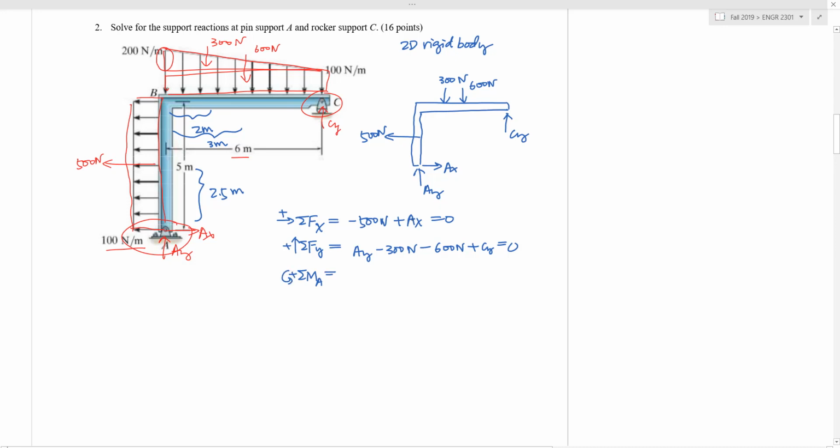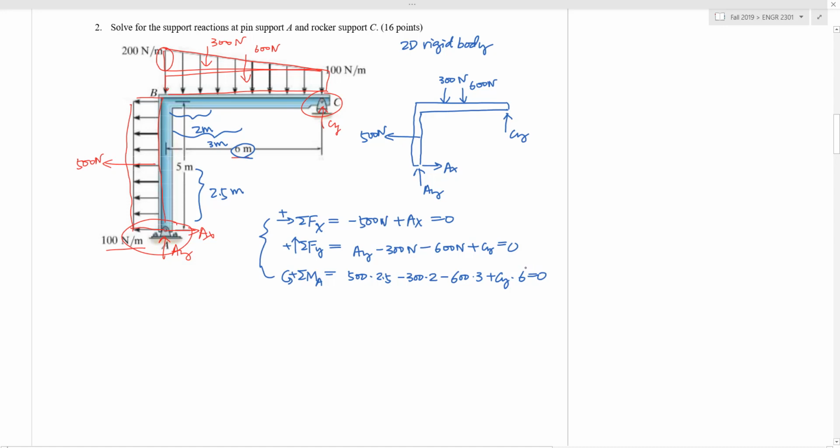In this case, AX and AY both pass through point A. They don't have moment about point A. The 500 Newton is causing counterclockwise rotational effect, so that's positive 500 times moment arm of 2.5 meter. And then we have 300 Newton force that is causing clockwise, so negative 300 times the moment arm of 2 meter. And then we will have the 600 Newton times the moment arm of 3 meter. And lastly, don't forget your CY is causing counterclockwise rotational effect with a moment arm of 6 meter. So that will be your three equations, all set to 0 because of equilibrium.